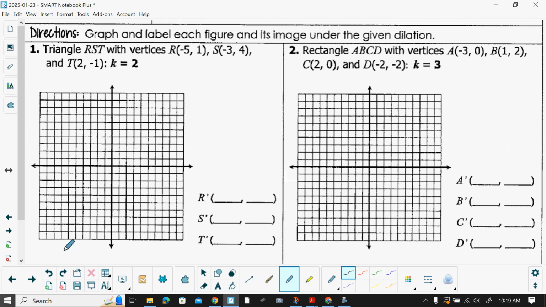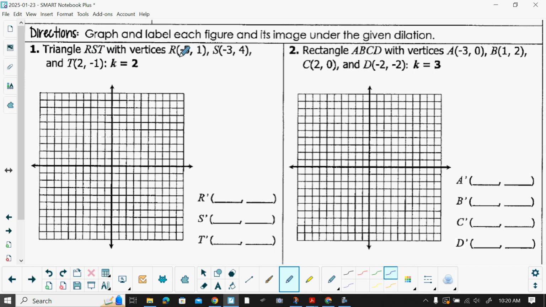Let's do some example problems here. These are the kind of problems that you're going to have to do in the homework and then on the test. There'll be a couple of these on the test. So let's talk about how to do these, okay? Notice that we have some points up here. Triangle RST has these vertices. So we're going to graph and label each figure and its image, okay? I'm going to use blue for the original and red for the new one.